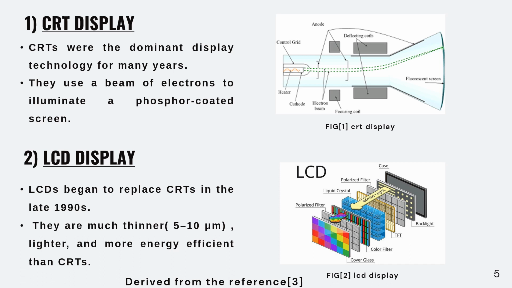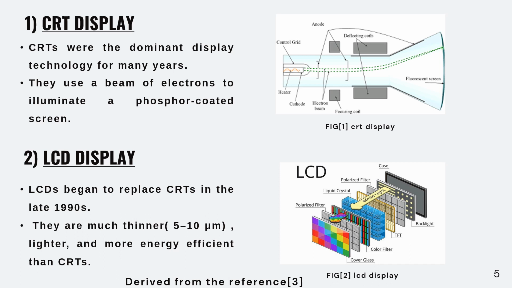CRT displays were mainly used before the 1990s. It is like a box type TV. We used the CRT displays, and the CRTs were the dominant display technology for many years, and they use a beam of electrons to illuminate the phosphor coated screen.